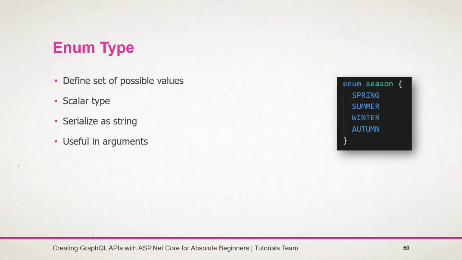Here is an example of an enum that represents the seasons. We need to use the enum keyword followed by the enum name, that is Season. Within the curly braces, specify all possible values. Here I have added spring, summer, winter, and autumn.